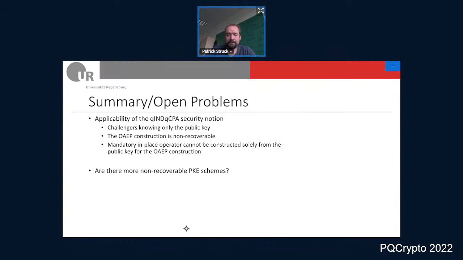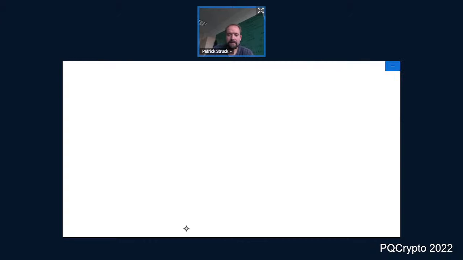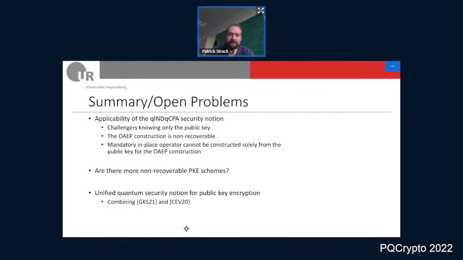For future work or open problems, the question would be, are there more non-recoverable public key encryption schemes? So far, we only know the OAEP construction. And the other thing, as I mentioned earlier, there's another quantum security notion by Chevalier, Ebrahimi, and Wu. At the moment, we only know that these two notions are incomparable. So I think a unified quantum security notion, or better understanding the relation between the two, where they are equivalent, would also be an interesting question for future work. And with this, I'd like to conclude my presentation, and thank you very much.